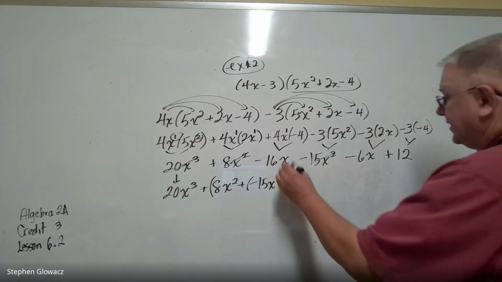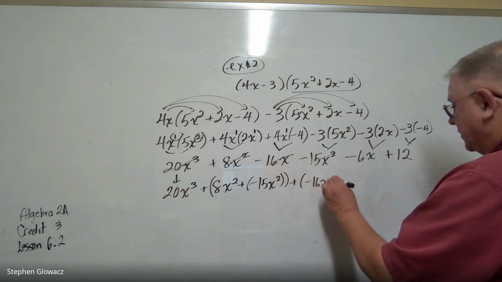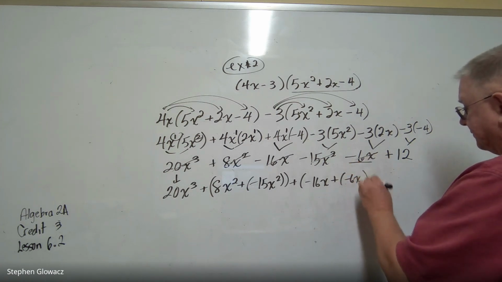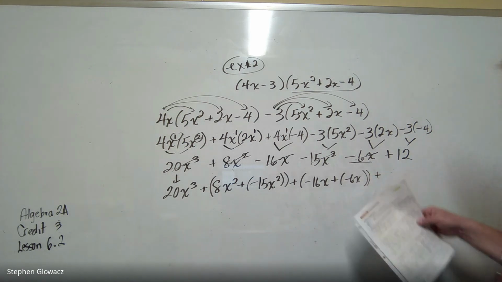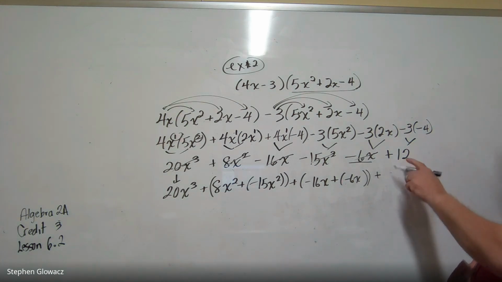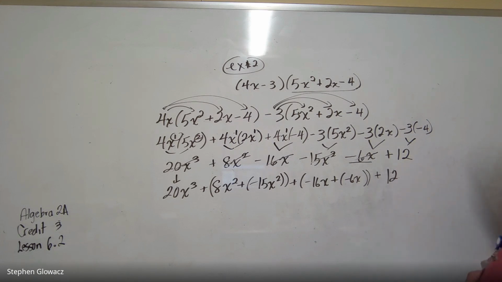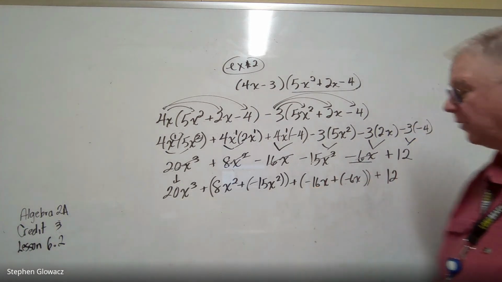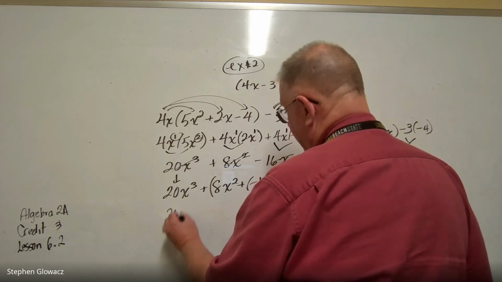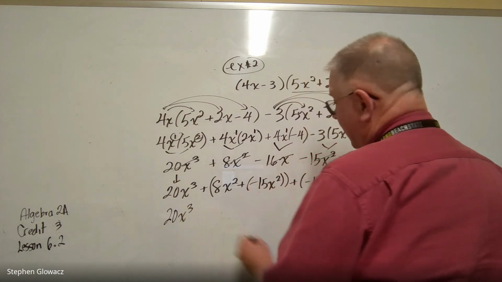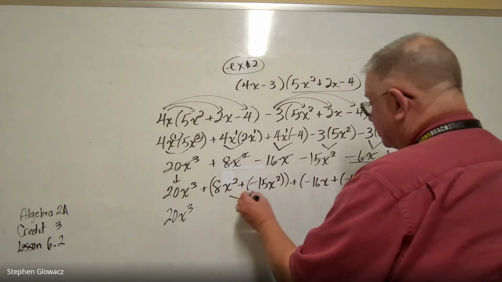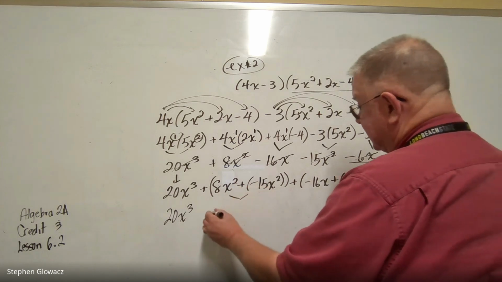Next we have negative 16x plus our other x term, negative 6x. And then finally, we have our constant term. That is a 12, and that's our only constant term, so we're going to bring that down, similar to what we did on the first term, the 20x to the third. The last step is to combine our like terms, and we'll be bringing down the terms that do not have a like term, the x to the third and the constant term. With the x squareds, the signs are different. 15 minus 8 is 7.